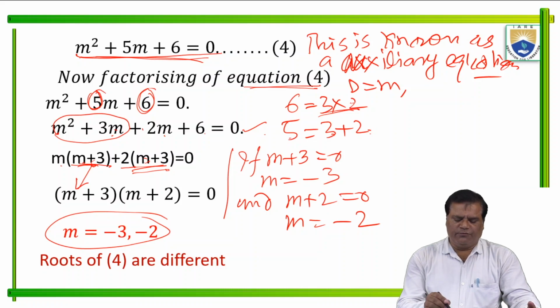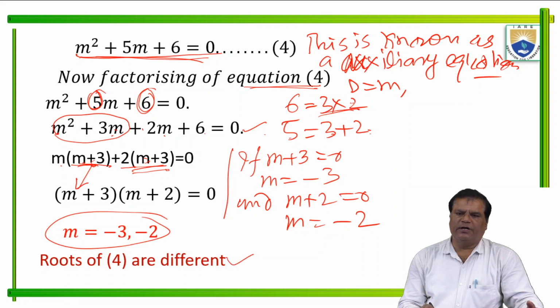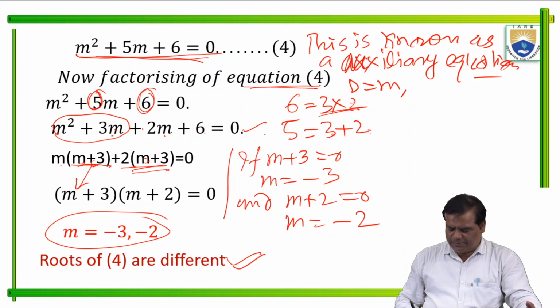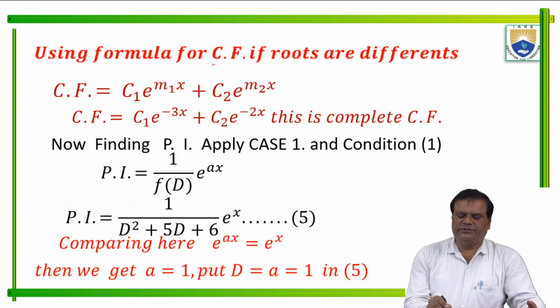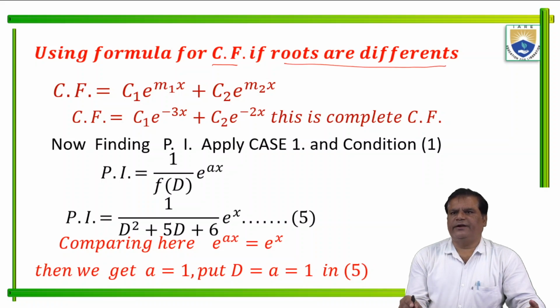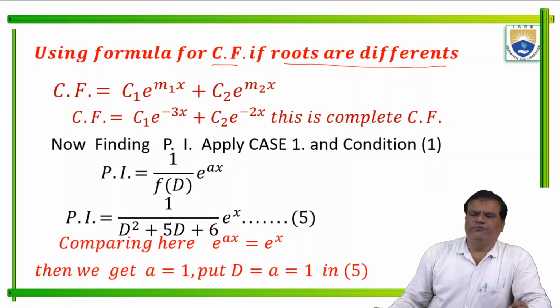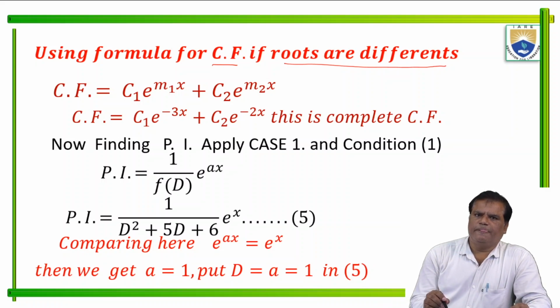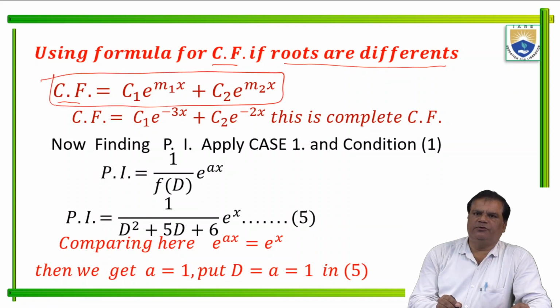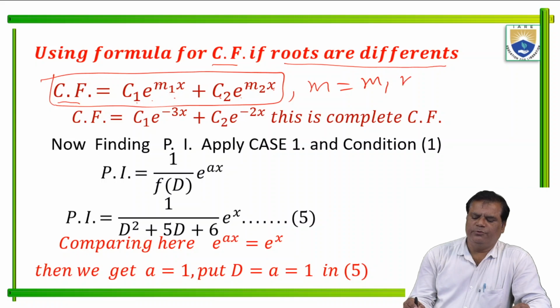The roots of equation 4 are different. So which formula do we use to find the CF of equation 4 when the roots are different? The CF formula is: CF equal to C1 e to the power m1x plus C2 e to the power m2x, where m1 and m2 are the different roots.